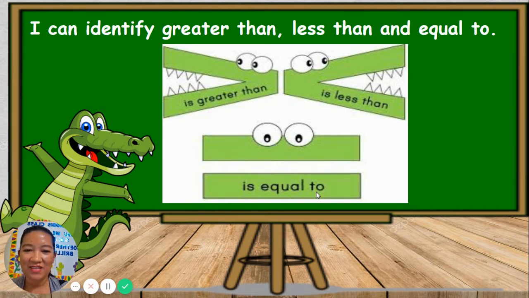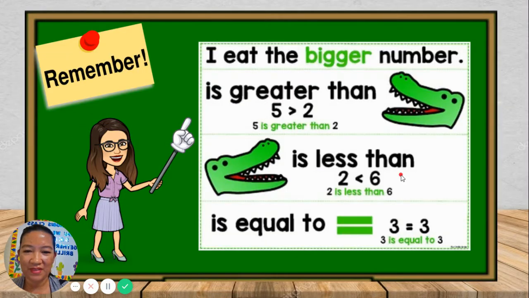All right, so let's get started now that we know the different symbols for greater than, less than, and equal to. So here, remember, this is the alligator's mouth, and it is always facing a bigger number. He always eats larger or bigger number. All right, so let's take a look at the example. I eat the bigger number.